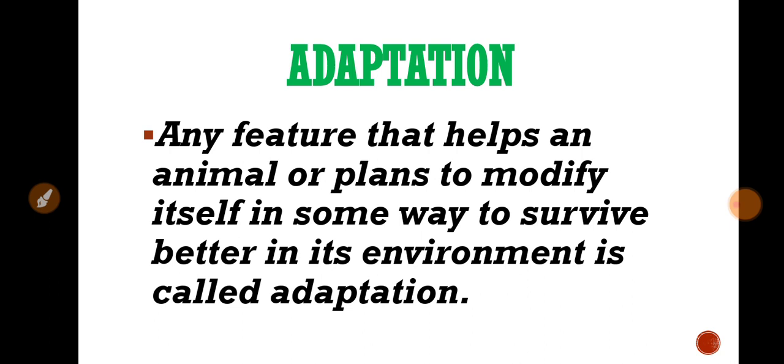It means due to changes in the weather, changes in the environment, changes in the season, day by day, it is necessary to change the behavior and the nature of both plants and animals. Not only in plants, animals also. But here we are discussing adaptation in plants. So to survive in a better way in our environment, change is required, that is, adaptation is required. Plants and animals both modify themselves in some way to survive better in their environment, and that is called adaptation.